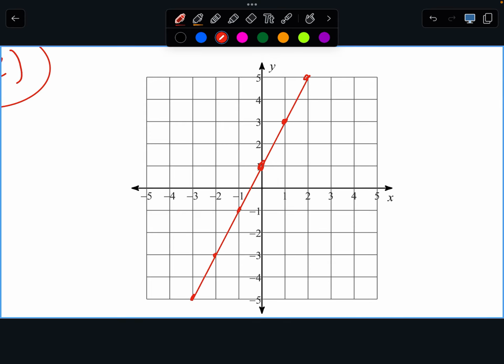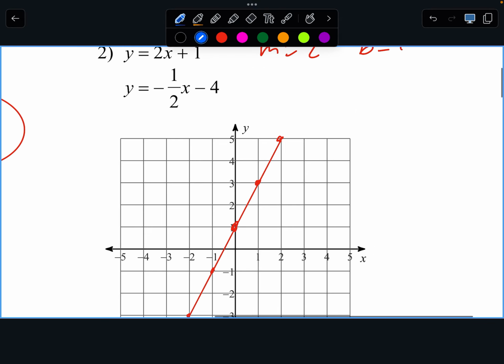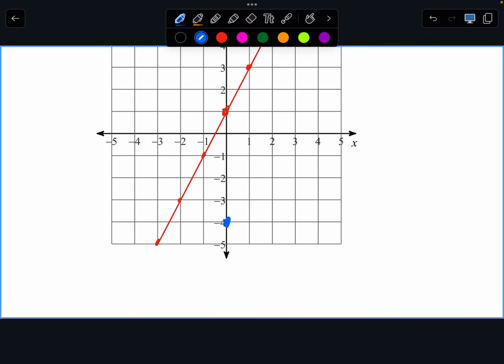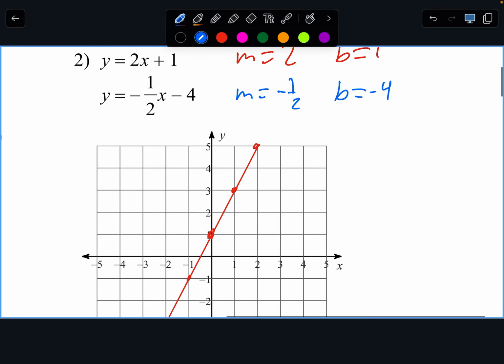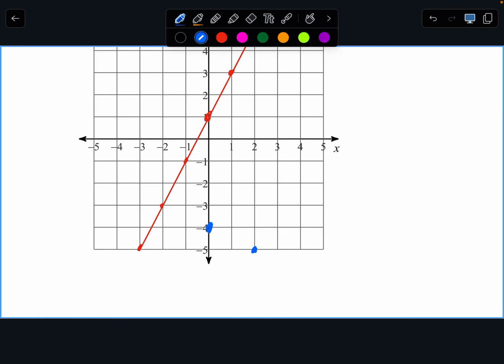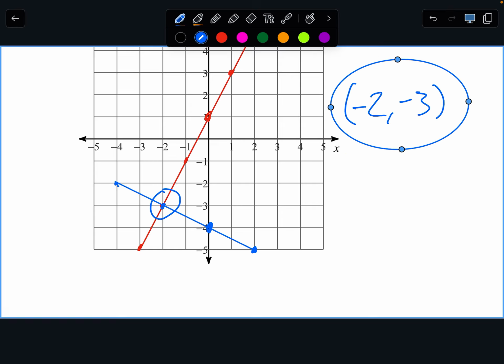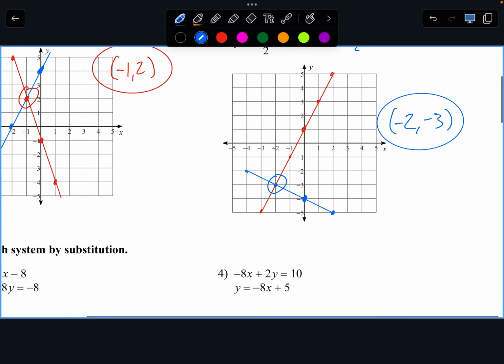So they intersect there. Our second equation, we have m equals negative 1/2. B equals negative 4. So we start at negative 4. Because it's negative, we go down to the right. Down 1, right 2. Okay? Remember, it's rise over run. So rise of negative 1, run of 2. Up 1, left 2, up 1, left 2. If you look at that, they cross at negative 2, negative 3. Okay. There we go. So we've just solved two systems by graphing.